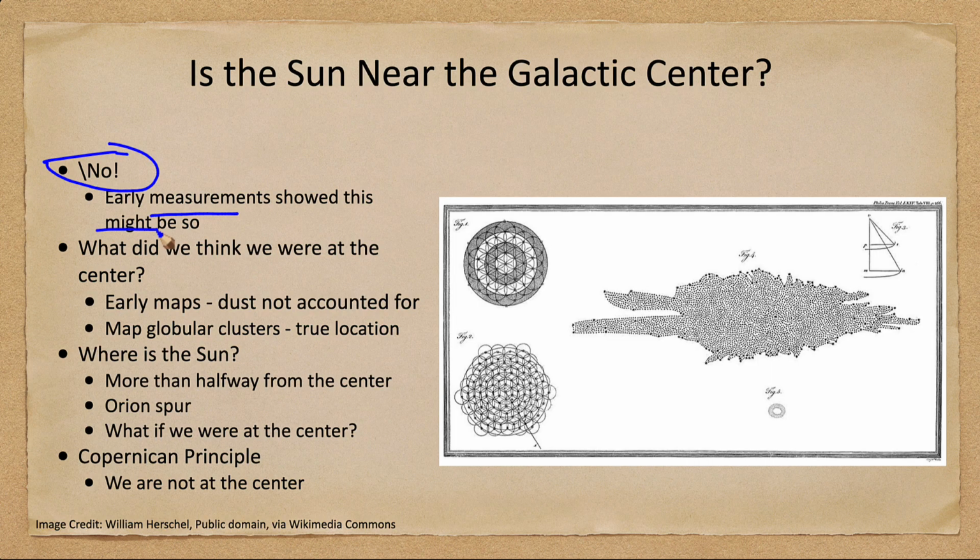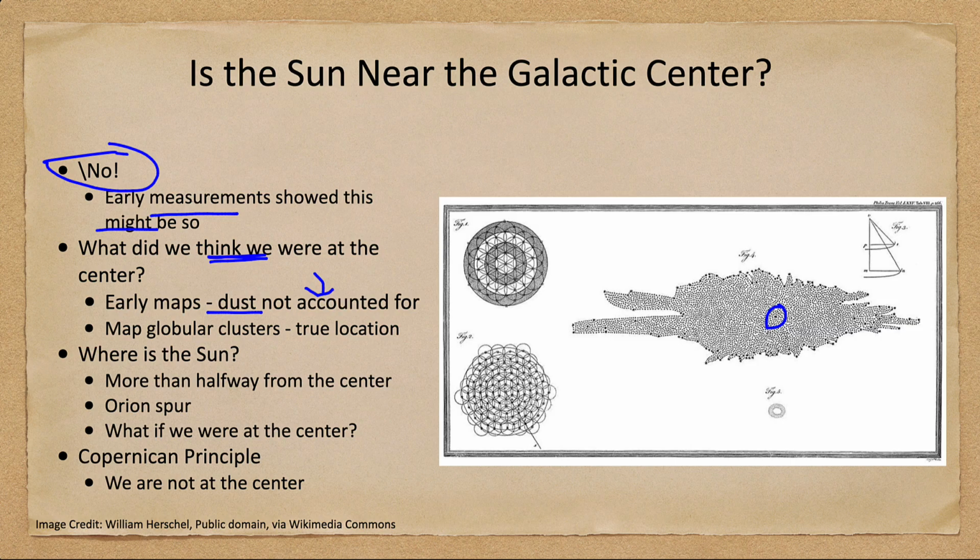In fact, here we see measurements made by William Herschel, counting the number of stars in different directions. Our sun would be located relatively close to the center of this distribution of stars. However, one of the problems, and why we used to think we were at the center, is dust. Dust was not accounted for in the earlier maps, and that was one of the big problems.